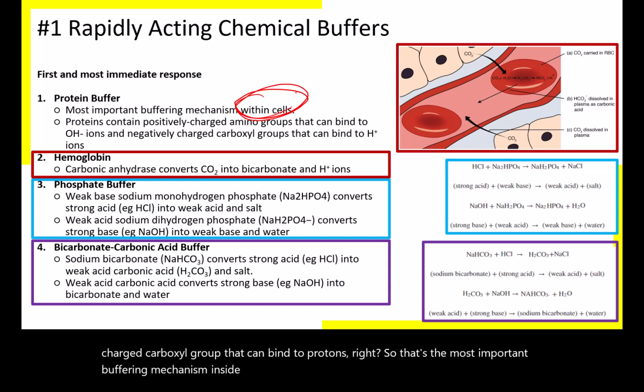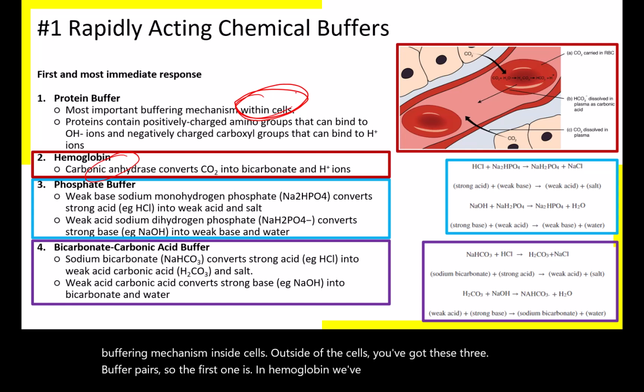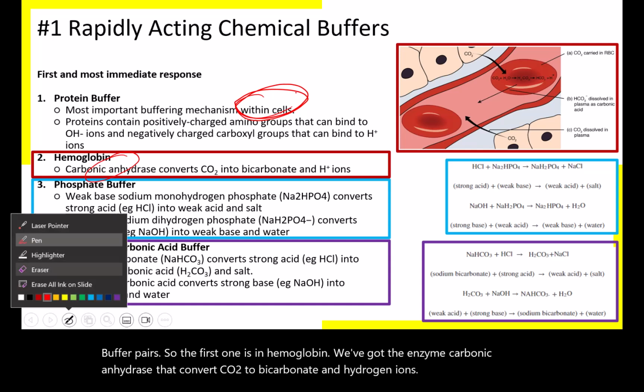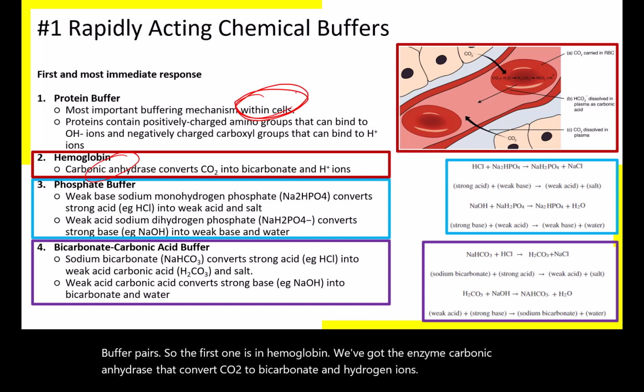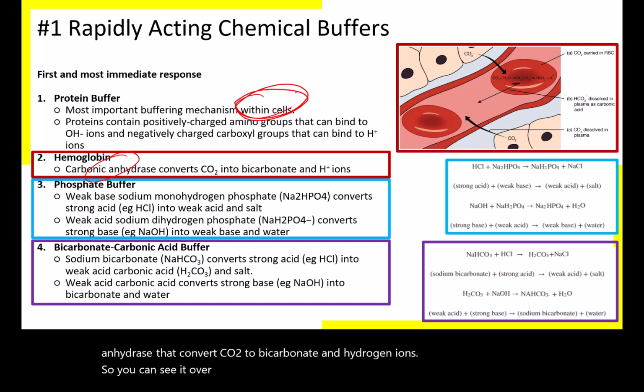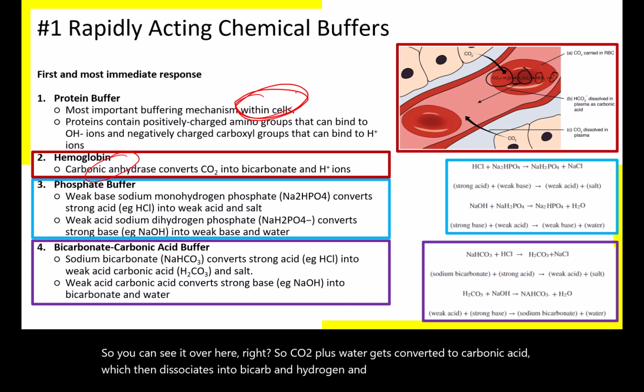Outside of the cells, you've got these three buffer pairs. The first one is in hemoglobin. We've got the enzyme carbonic anhydrase that converts CO2 to bicarbonate and hydrogen ions. So you can see it over here, right? CO2 plus water gets converted to carbonic acid, which then dissociates into bicarbonate and hydrogen. And these are reversible reactions.